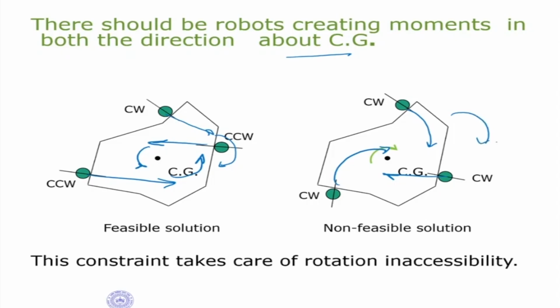Now where are we getting that from? That we are getting from sigma F equal to 0 and sigma M equal to 0, which means that the sum of the forces and the sum of the moments must be equal to 0.